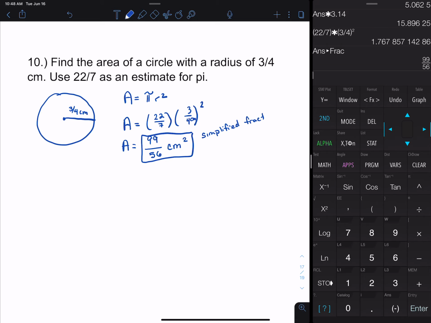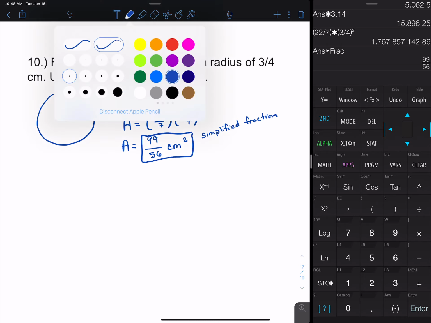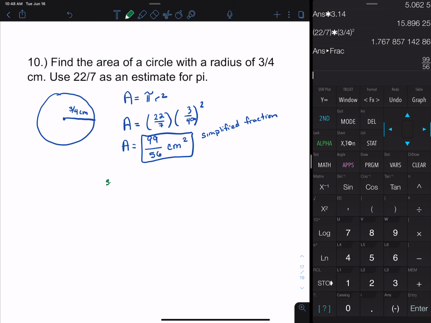Now this would be perfectly okay if they asked us for just a simplified fraction. But this is not a proper fraction. So if they asked us for a simplified proper fraction or mixed number, we'd have an extra step to do here.